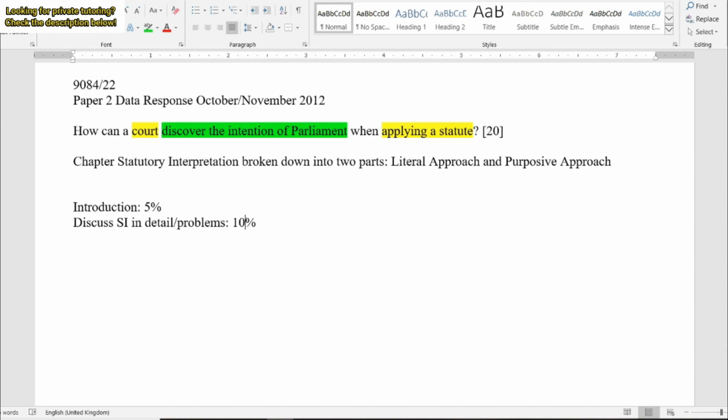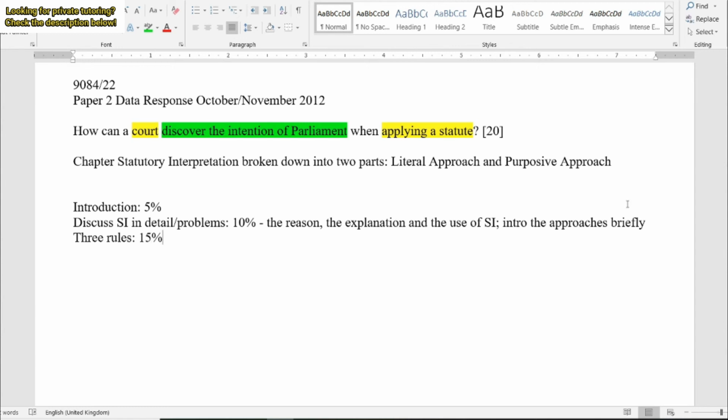I might change it later. I'm just giving a rough figure first. This is the part where you're talking about the reason, the explanation, and the use of SI, and where you introduce the approaches briefly. Then after that you get the 3 rules. This one maybe another 15%.